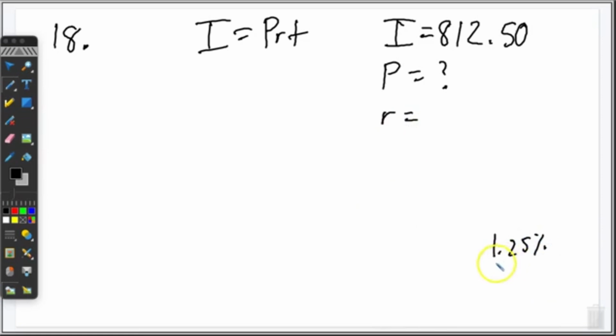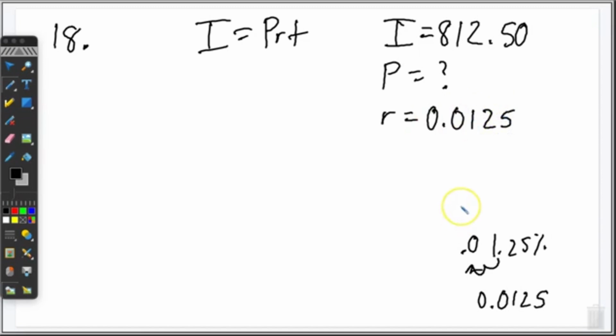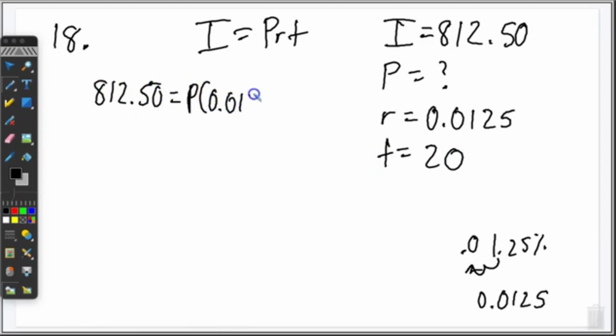So we have to change that to a decimal for the rate. We move it over twice and it becomes 0.0125. So the rate is 0.0125. And then the time, T, equals 20. So we just fill in 812.50 equals P times 0.0125 times 20.